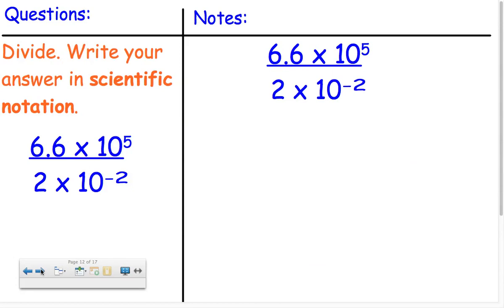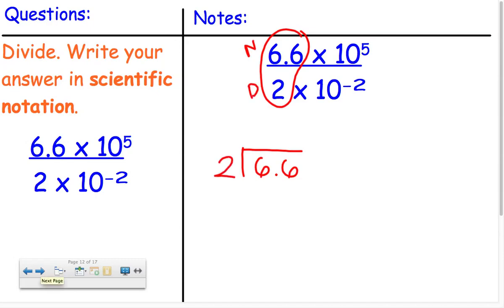Again, we cannot use a calculator, so I'm going to have to divide 6.6 by 2. So remember, your numerator, your nerd, likes to stay in the house and read. They're going to go inside. The denominator, your dog, has to stay outside. That's what I always use to help me remember what goes inside the lines, what goes outside.